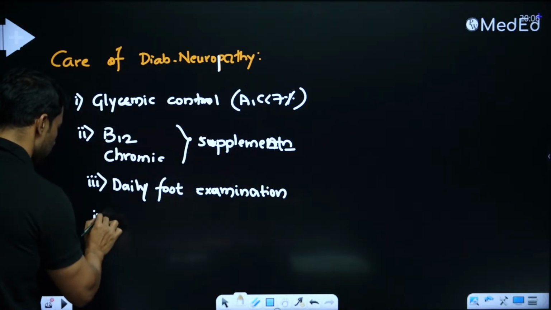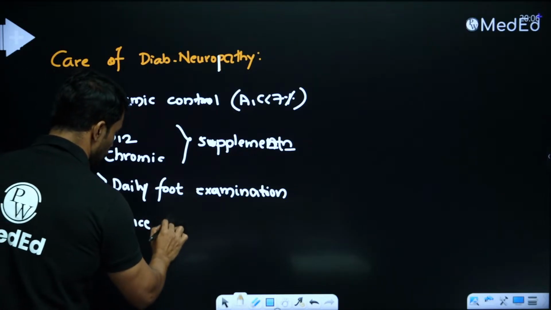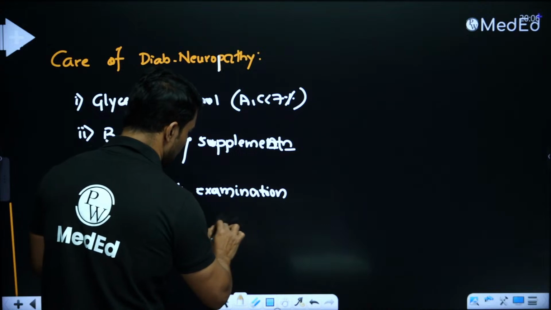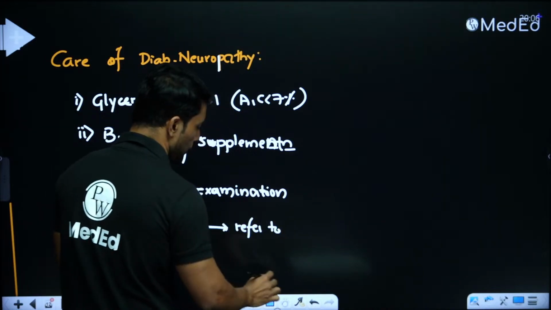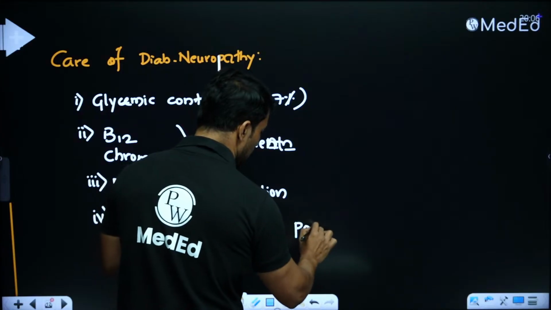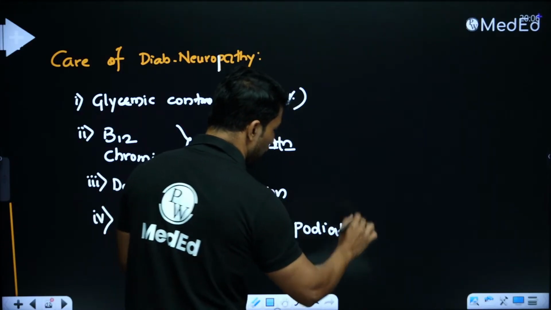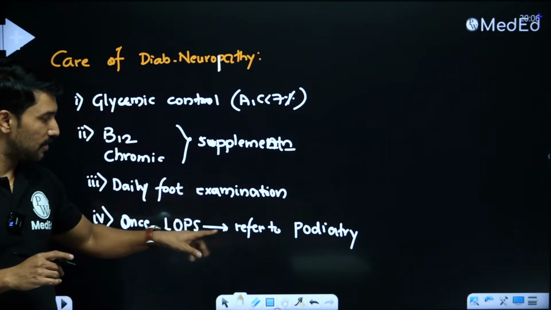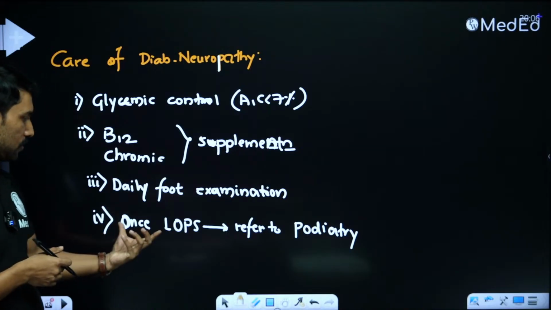And then fourth, once there is development of loss of protective sensations, we should refer to a podiatrist. There is now an emerging specialty called podiatry, which is concerned with only the diseases of the foot. And diabetes is one of the very important foot diseases where amputations happen, right? It is the leading cause for leg amputations.